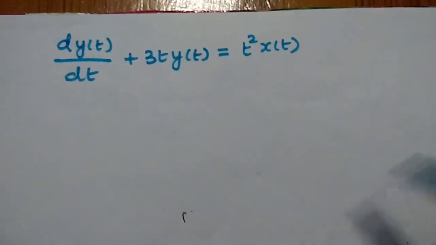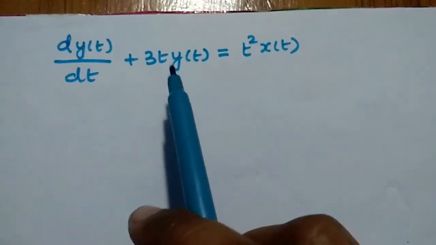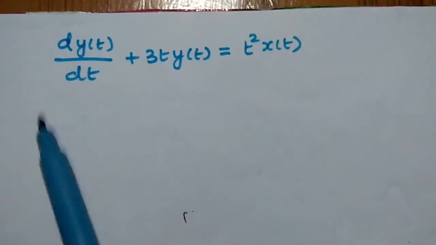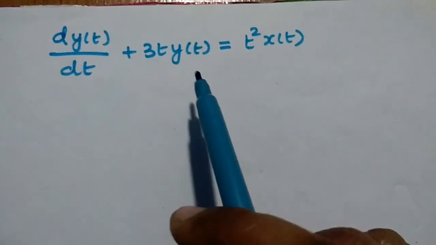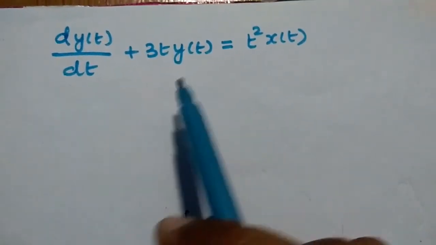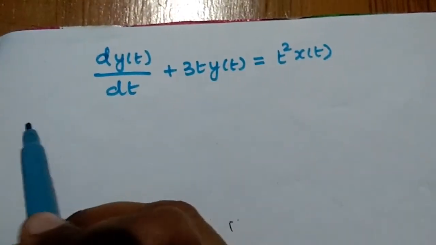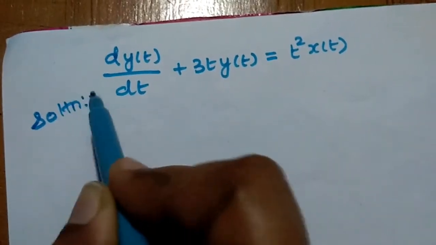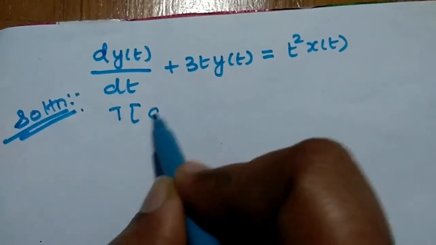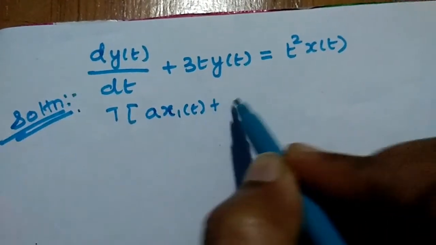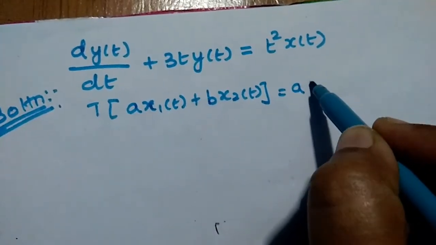Let's solve some problems. Here is the given system: input x of t and output y of t. We are going to prove whether the system is linear or non-linear. For that, let's take the solution. We know the condition here: the transformation of a x1 of t plus b x2 of t. This is the superposition principle, so first we have to write down the superposition principle.